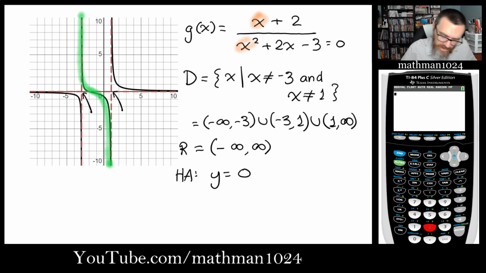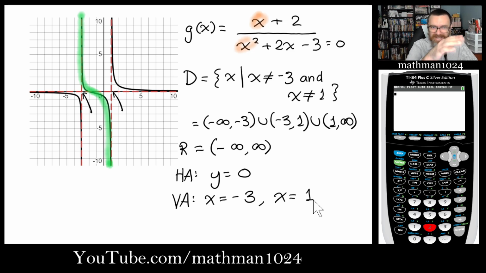All right, now we need to talk about the vertical asymptotes. So we see that we have 2. Again, that's going to correspond to the issues that we have with the domain. So that's x equals -3 and x equals +1. Again, we can see that in the picture. So hopefully no questions about that.